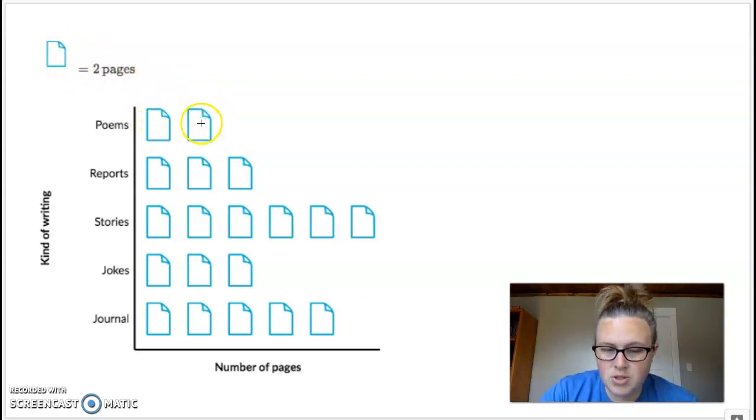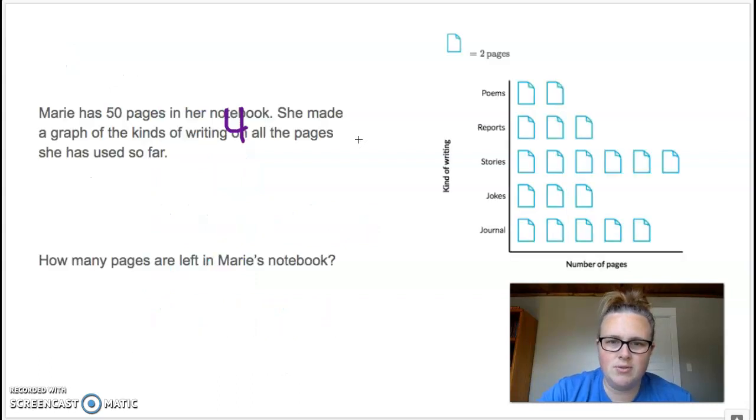So there's 2 pictures here, but in fact, there's actually going to be 4 pages. That's what's represented here. 4 pages. Okay, so let's go ahead and look at our word problem and see exactly what they want us to look for.